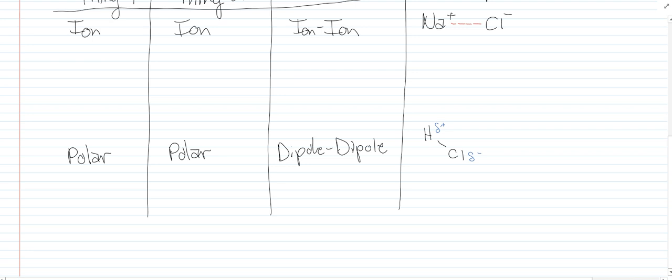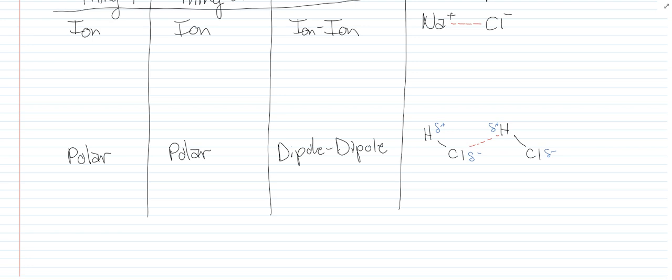on it. All right, so what if I had another one of these? If I had another one of these, then this is a little bit positive, a little bit negative. Well, what does that mean? That means I'm going to have an attraction between this chlorine and this hydrogen, because one's partially negative, one's partially positive. That is a dipole-dipole intermolecular force.